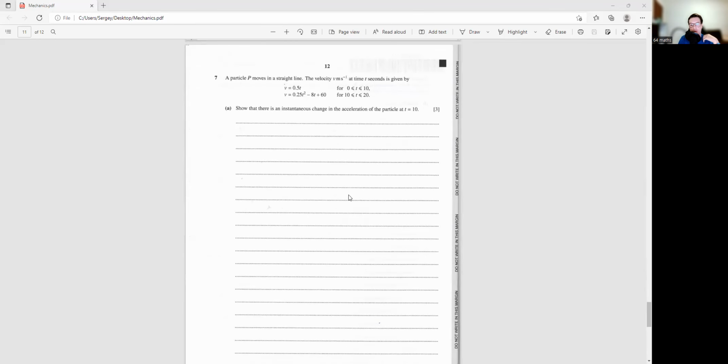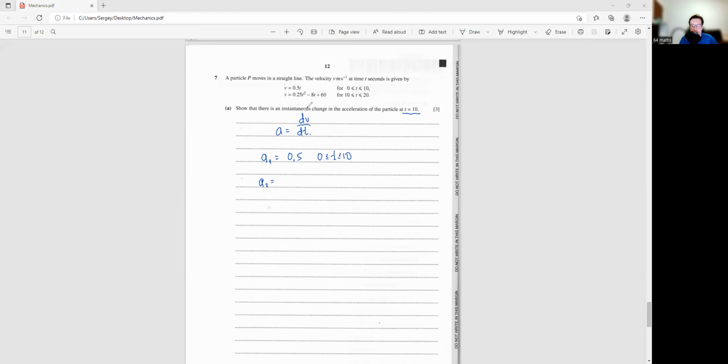Okay, now we have the formula for the velocity, and we'll have to show that there is an instantaneous change in the acceleration at t equals to 10. Now, how do we find acceleration from the velocity? We'll have to take the derivative with respect to time. So the first formula will give me a equals to 0.5 when t is from 0 to 10.